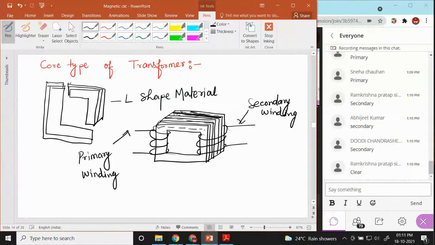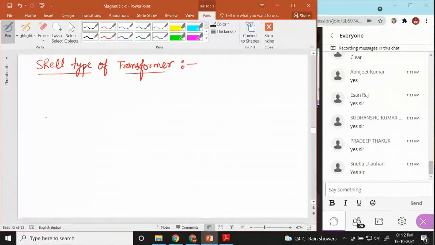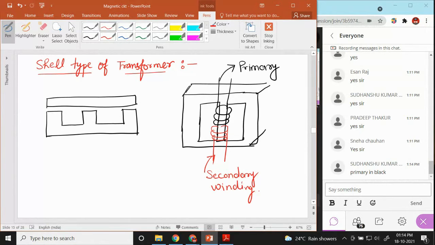Core type of a transformer, or we can call it L shape type of a transformer. In the shell type of a transformer, you have to cut the material in E and I shape. In the shell type of a transformer, each lamination is cut in the form of long strips of E and I shape.